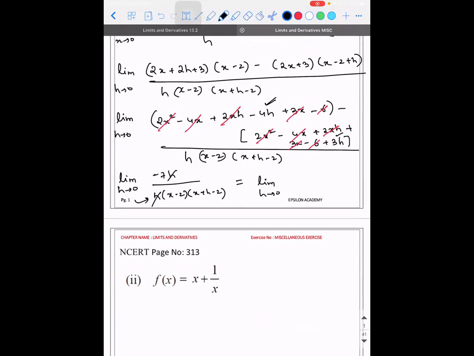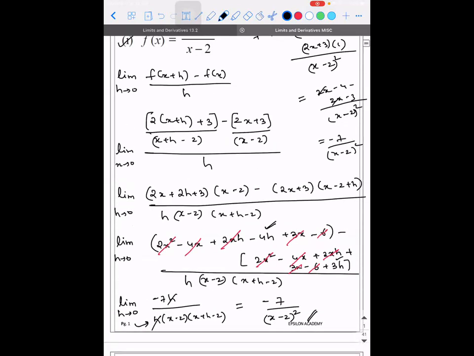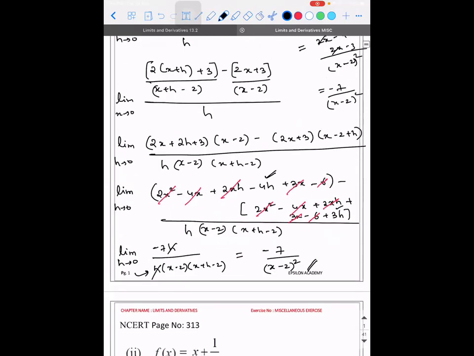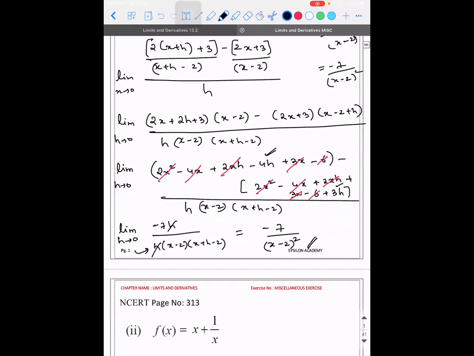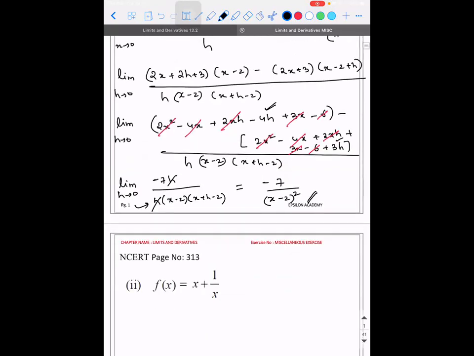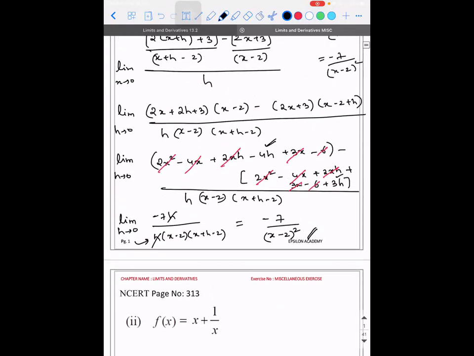So now if I substitute the limit, what will I get? It's minus 7 by x minus 2 the whole square, sir. So that's the answer. That's right. So the previous calculation I did wrong. So what we did is right using the first principle. Is everyone clear with what I did? Anybody wants any clarification? Any of the steps is not clear? Okay. So shall I proceed?